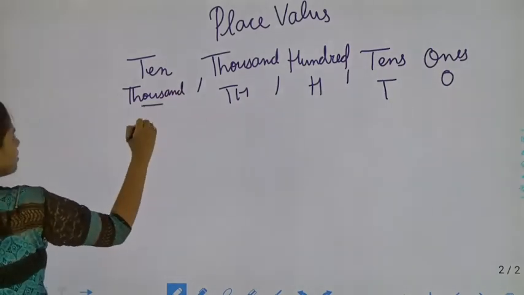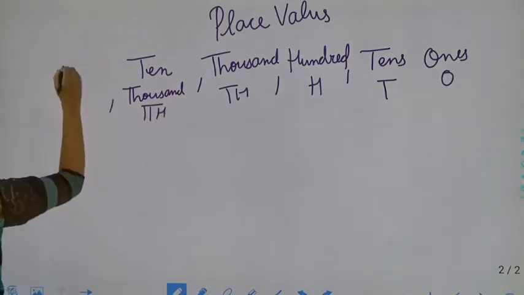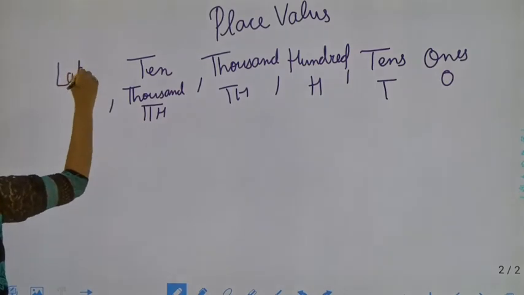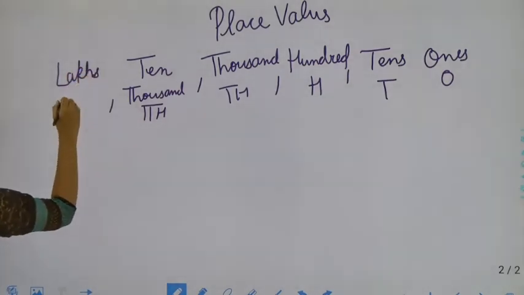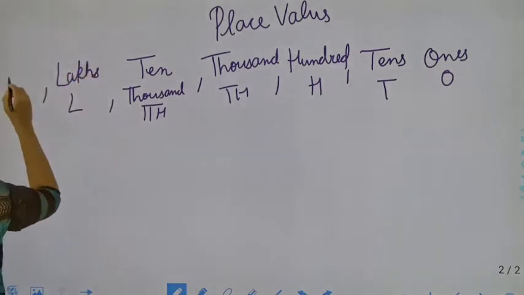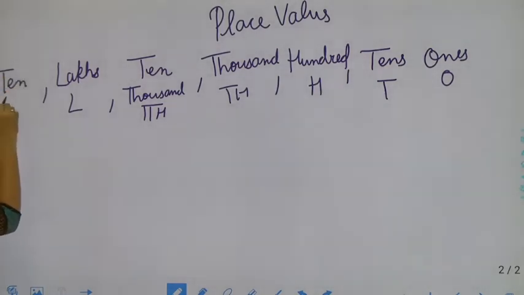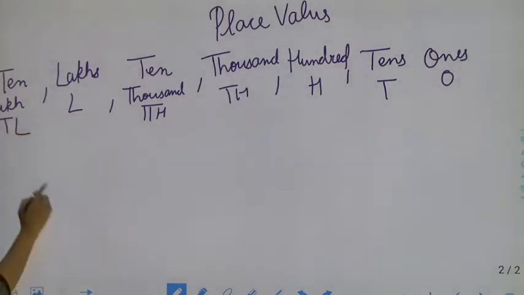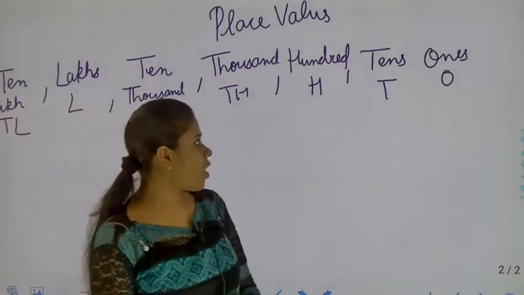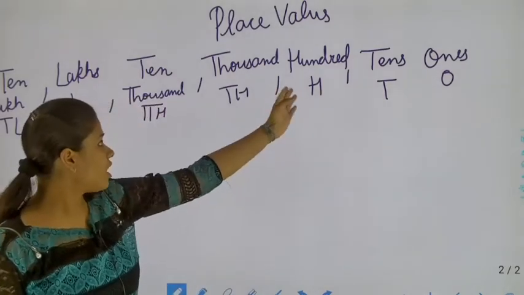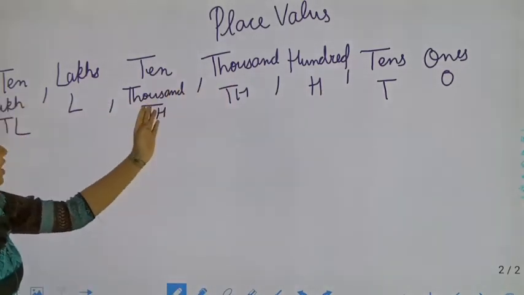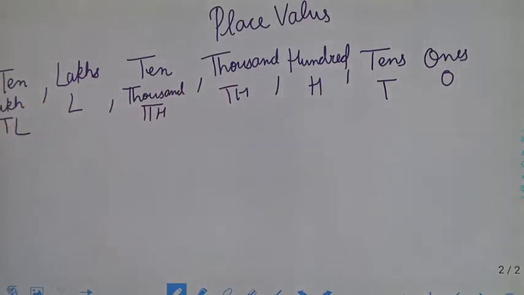then TTH, then lakh, that is L, and then 10 lakh, that is TL. So this is the place value: ones, tens, 100, 1000, 10,000, lakh, 10 lakh.